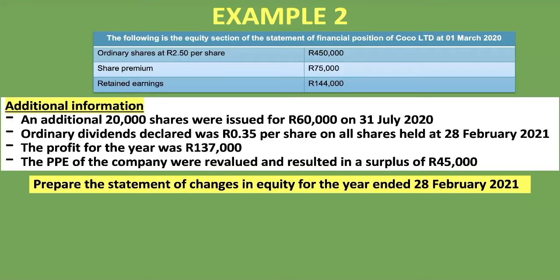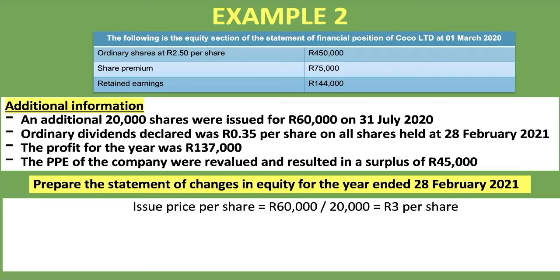Now, the first thing that we need to make sure is that we find out how much did we issue these shares for. I'm talking about the amount per share. At what rate did we issue these shares? Well, we're going to take the 60,000 rand because that's the total amount we received for issuing the 20,000 shares, and then we divide that by 20,000. So it's 60,000 divided by 20,000, and you will see that it's 3 rand per share. So the issue price per share is 3 rand.